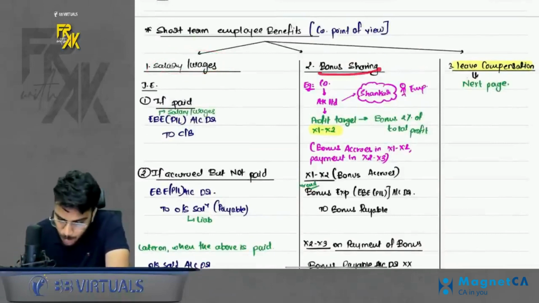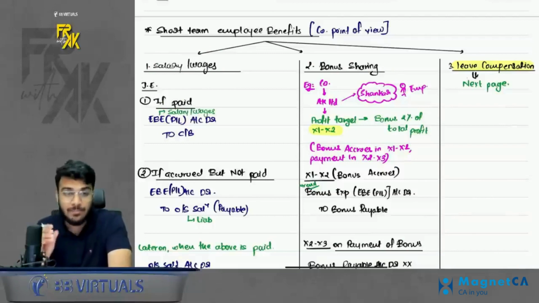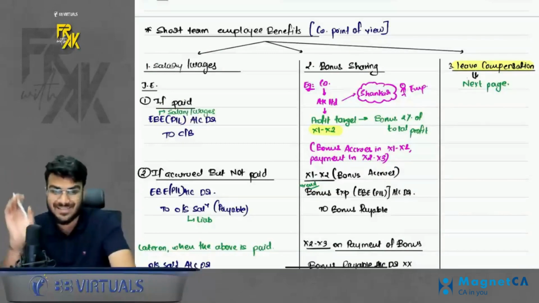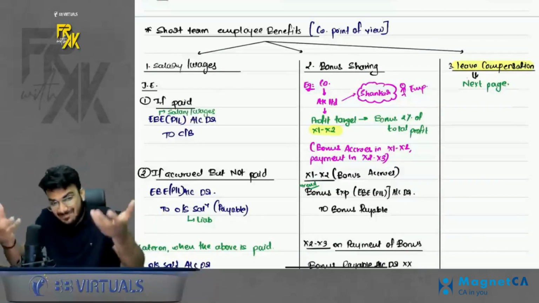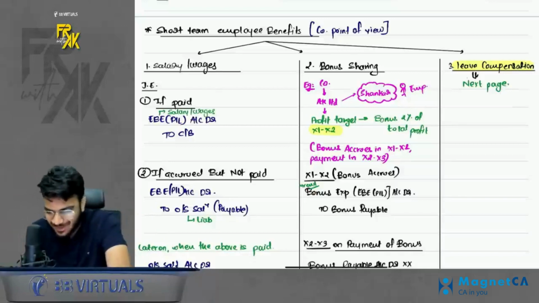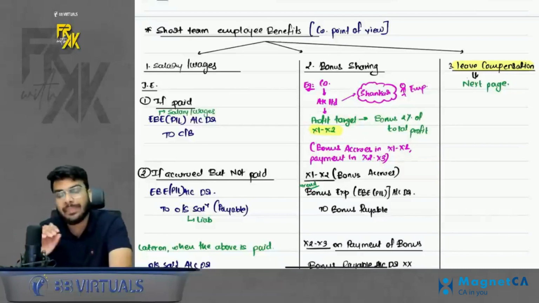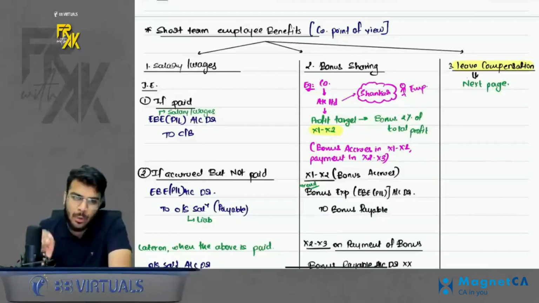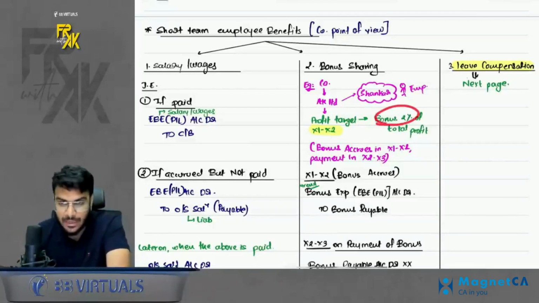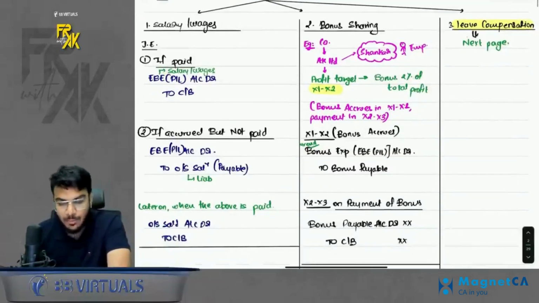Next part, bonus sharing plan. What is the meaning of bonus sharing plan? Sometimes the company gives a profit target to an employee, and tells them that if they are able to achieve that profit target, they will give a bonus on that target. So this is known as bonus sharing plan.